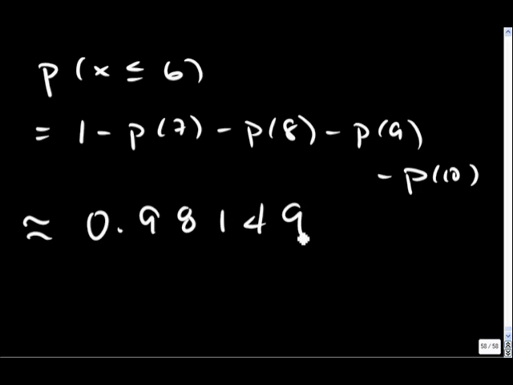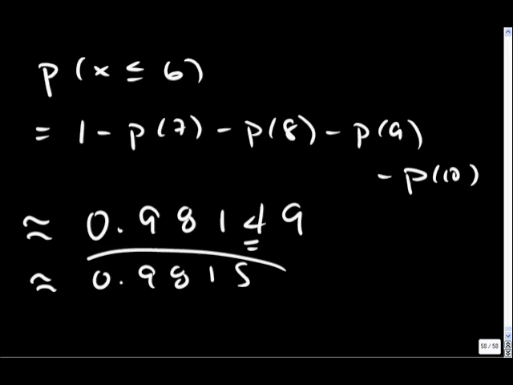Now, if we give this answer to the nearest 10,000ths position, the digit to the right is a 9, which means add 1 to the 4. The answer is approximately 0.9815. That's the likelihood of selecting no more than 6 ethnic minorities.